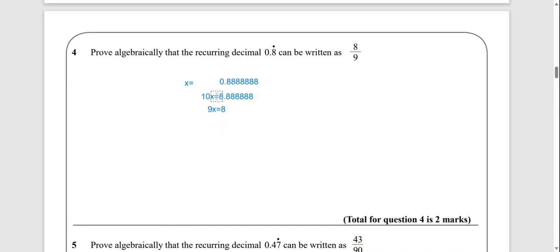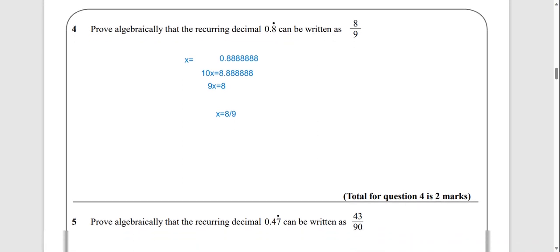And I know that because this 10x subtract the 0.888 recurring leaves me with an integer. It leaves me with a whole number that's completely clear now. We've completely eradicated, we've subtracted this recurring bit. So now all I have to do to find the value of x is to divide by the coefficient of x, which is 9. So I've got x is equal to 8 over 9. And you can see there, that's how it can be written.